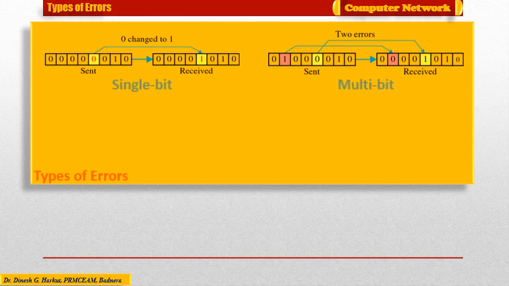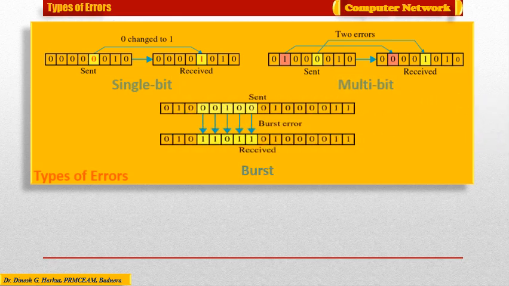And the third category of error is burst error. The term burst error means that two or more bits in consecutive positions in the data unit have flipped or changed from 1 to 0 or 0 to 1. Burst error does not necessarily mean that error occurs in consecutive bits. The length of the burst is measured from the first corrupted bit to the last corrupted bit. Some bits in between may not have been corrupted.